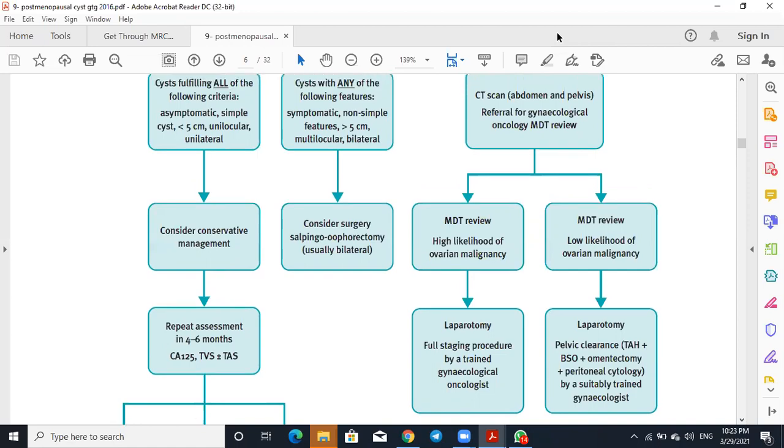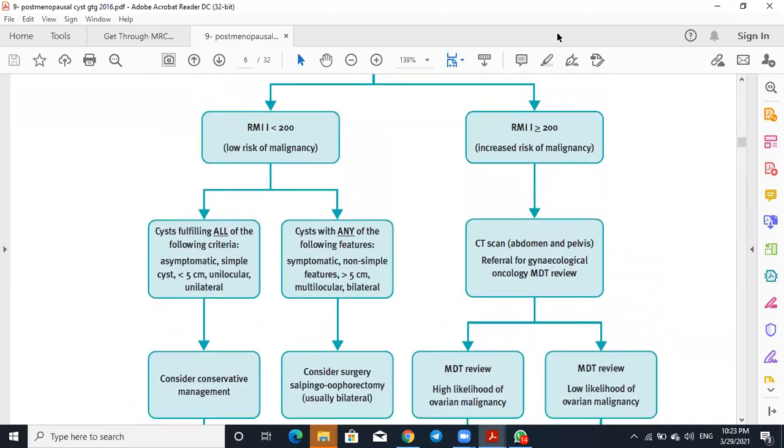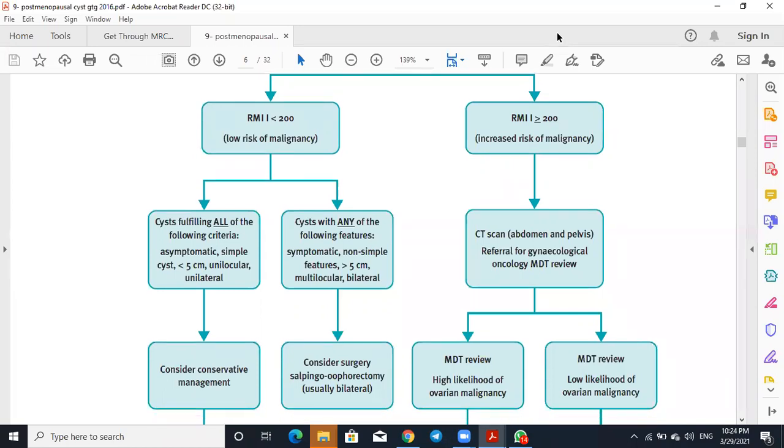Now come to the scenario if the RMI is less than 200. You should keep it in mind, no problem, this is low risk of malignancy. And here we should keep in mind that if the cyst has any of the following features, that is, if there is symptom, the patient has pain, if non-simple features, greater than 5 centimeter, or multilocular, or bilateral, what should we do? We should do the BSO, the surgery, bilateral salpingo-oophorectomy.